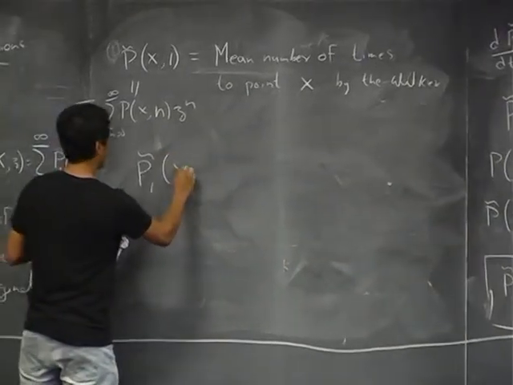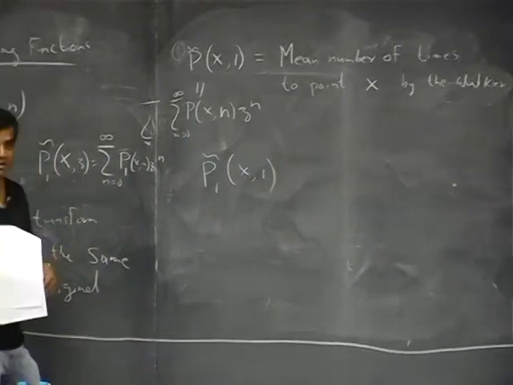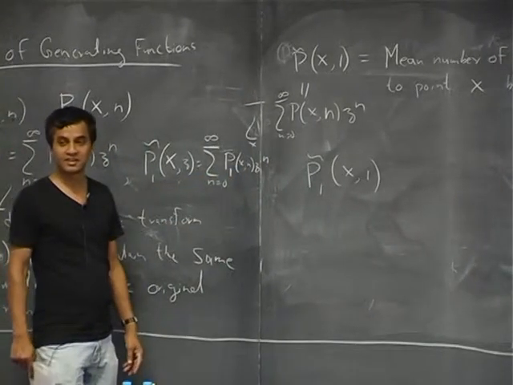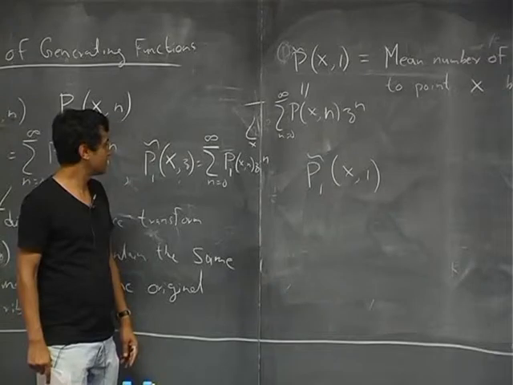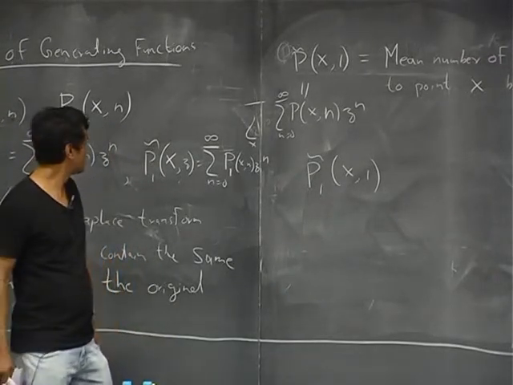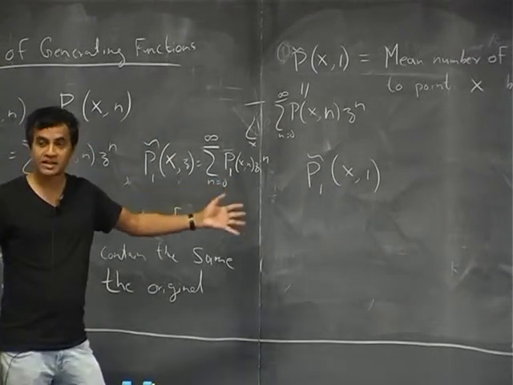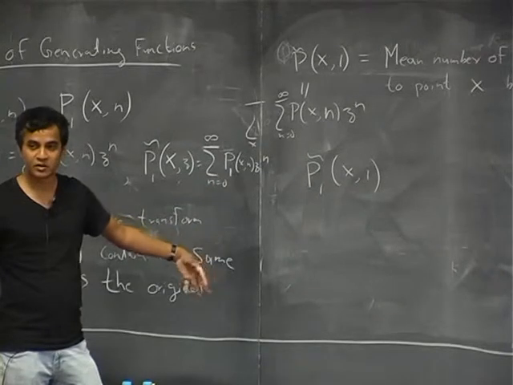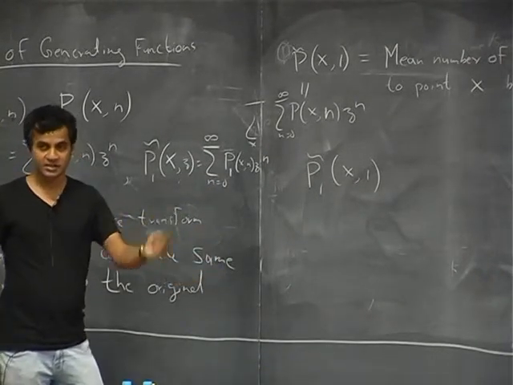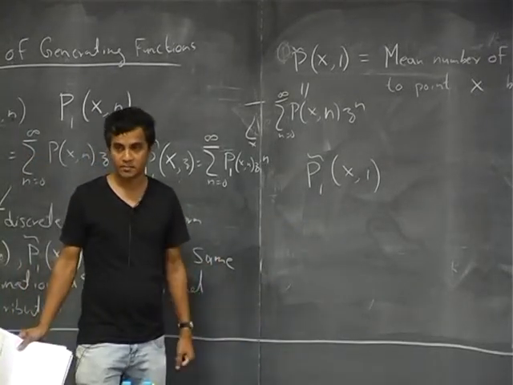P1 tilde x1. What is this object? I mean, physically, what is it? It could be 1, but what is it physically? It's a probability that at some time it reaches here, right? So it's the probability of getting absorbed, right?